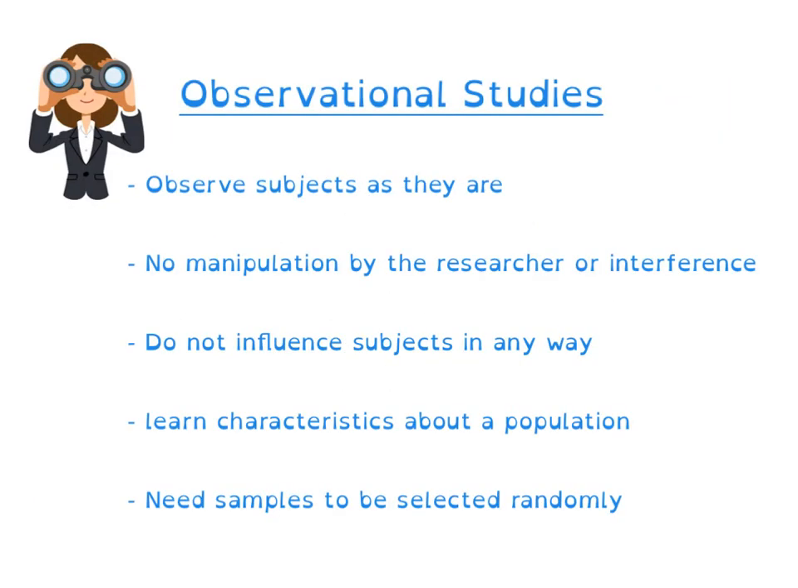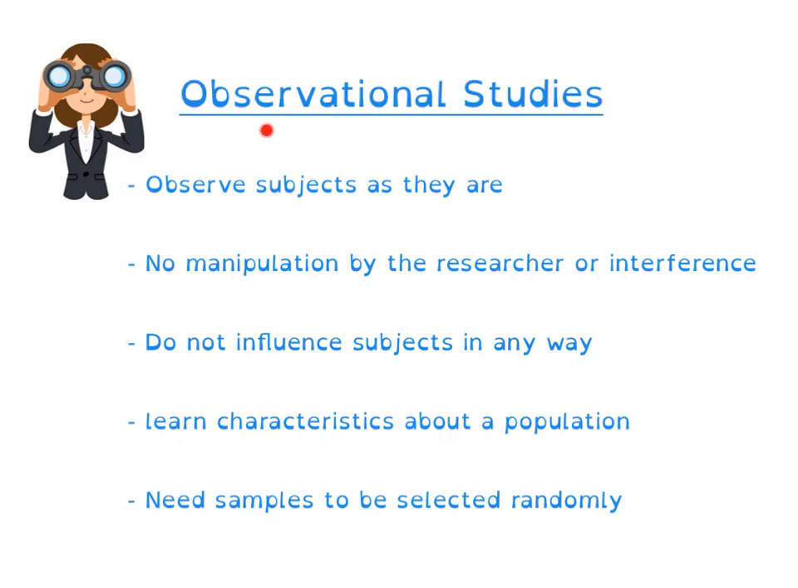The first study we're going to analyze is an observational study. Observational studies are designed to just observe subjects as they are. You do not want to interfere at all or manipulate the subjects in the study. You're not going to influence them in any way. Your goal is to learn some sort of characteristic about that population, and you also need your samples to be selected randomly in order for your observational study to be representative of the population. Your goal is to always make sure that the people that you select for your sample are randomly selected, because then they will allow you to generalize to the population.